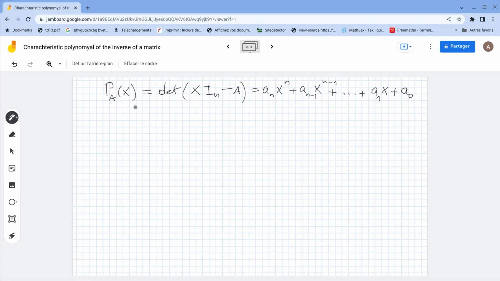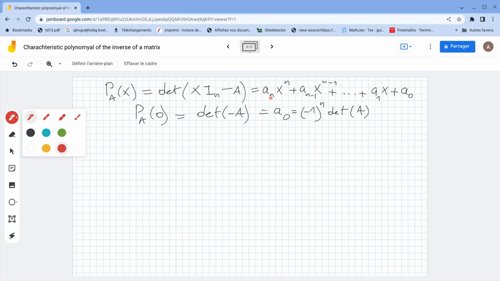I evaluate the polynomial at 0, so I get 0 times a_n is 0, and so on, and the determinant of minus A. Here all this is 0, and it is equal to a_0. Since the size of A is n, the determinant of minus A is minus 1 to the power n times the determinant of A. So I find a_0 here, and a_n here is 1, because the product will give 1 as the coefficient of x^n.